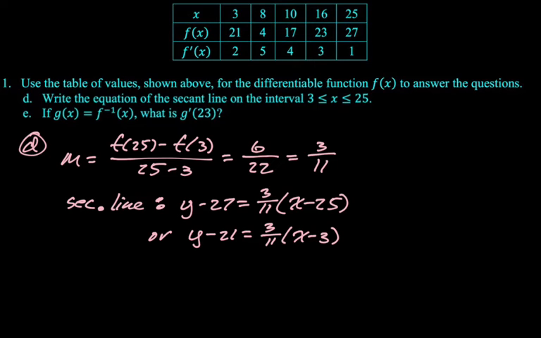I would use the first secant line if I had to approximate a value very close to 25. I would use the second one if I had to approximate a value very close to 3. And if it was in between, I don't know what I would choose. But it doesn't matter because we don't have to do it.